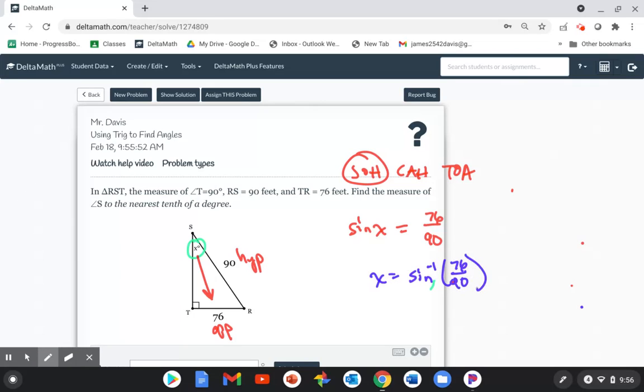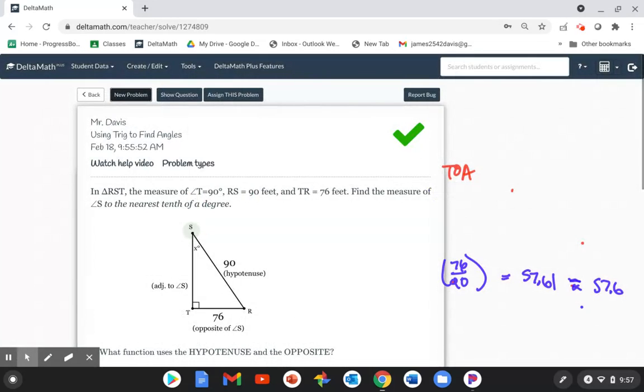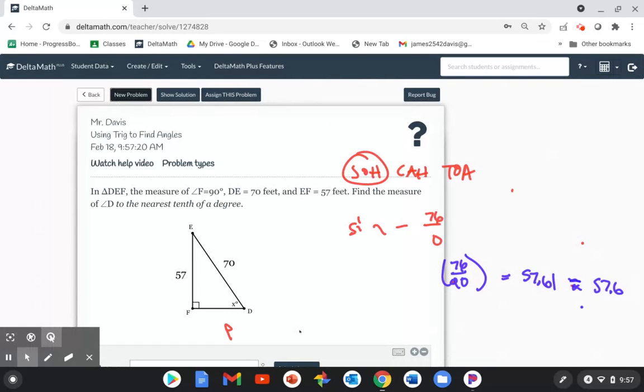Again, just type it in just like that. Inverse sine 76 divided by 90. And that is 57.6. So nearest tenth of a degree on this one. Okay, it's 57.61, so that'd be approximately 57.6. Let's see if I can type that in correct on this one. I don't know why they changed up the rounding on that, but at any rate, just make sure you double check that on each one. Let's do one more.